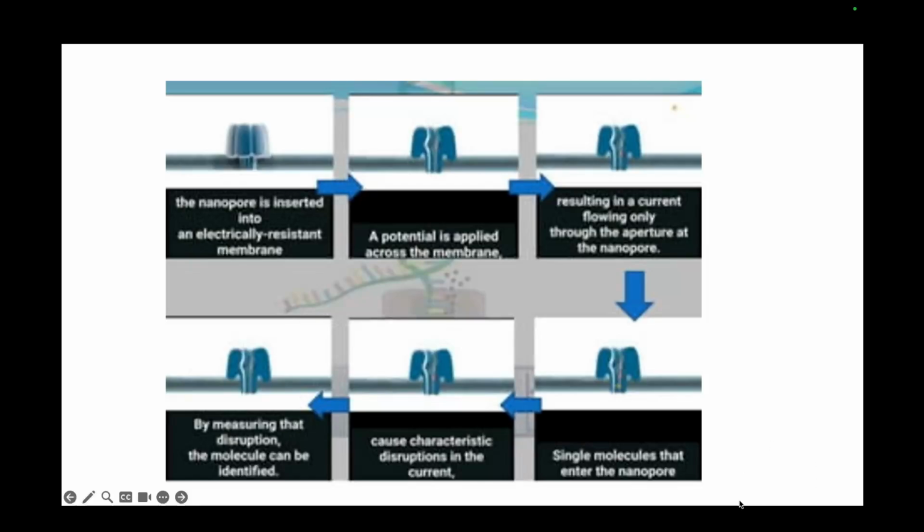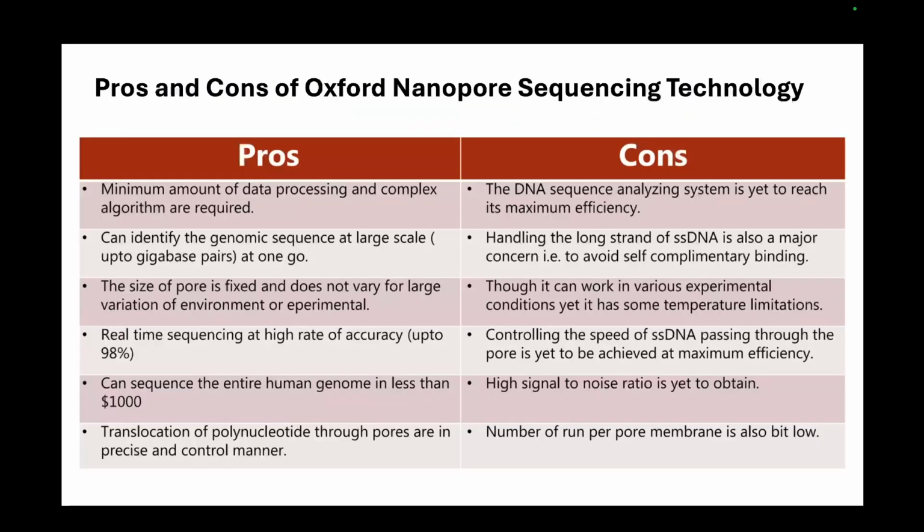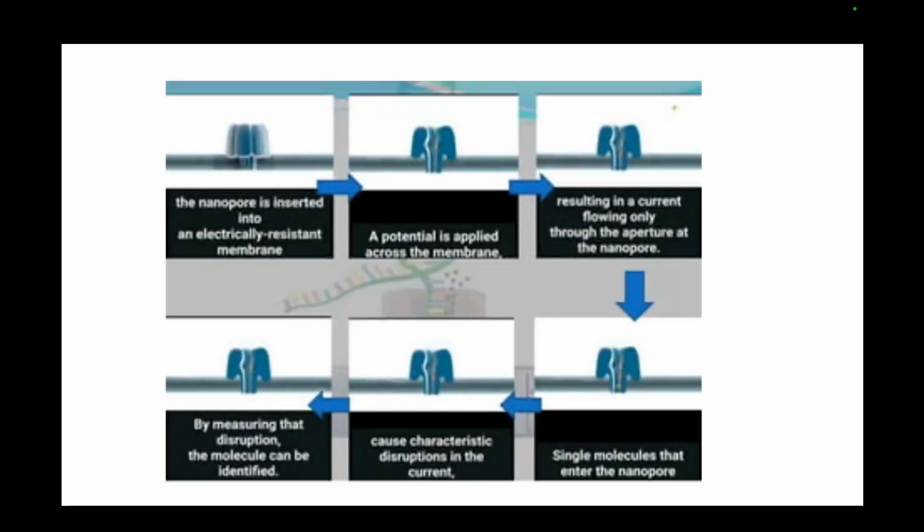The single molecules that enter the nanopore cause characteristic disruptions in the current, and by measuring this disruption, what molecule is passing through at that position can be determined. So this is a technology that does not use any synthesis technique. It does not synthesize a new strand. It just measures how much a particular base is blocking the current flowing through a pore, and it can predict what base that is. This is quite an exciting technology.